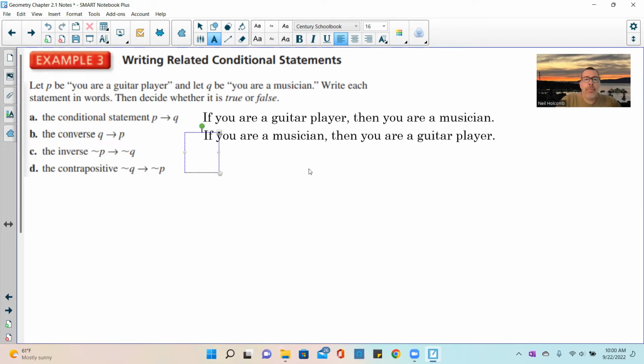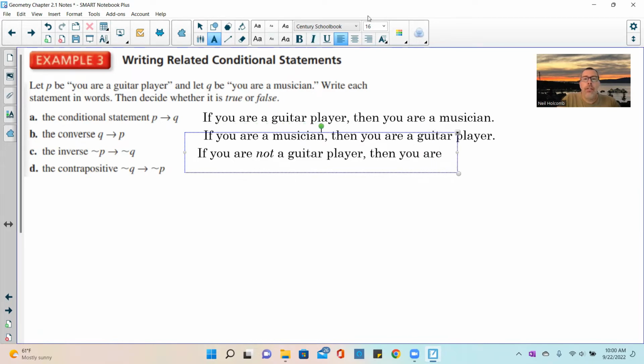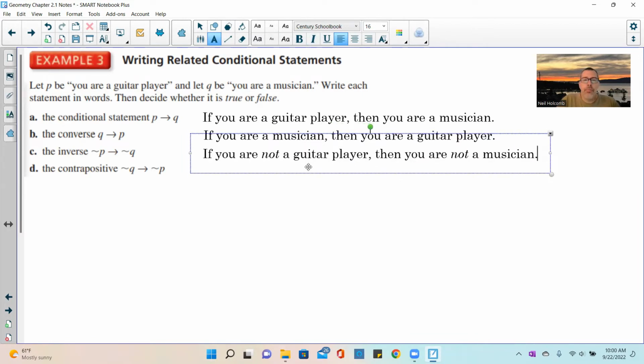So that would be not P, not a guitar player. If you are not, let me do that in italics. If you are not a guitar player, then you are not a musician. Okay, if you are not a guitar player, then you are not a musician. We'll get to their truth values here in a moment.